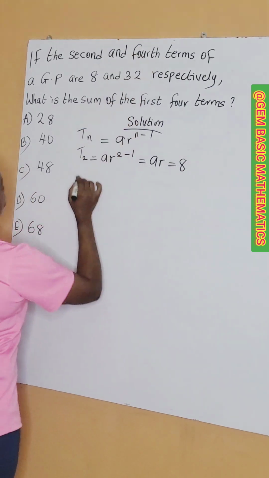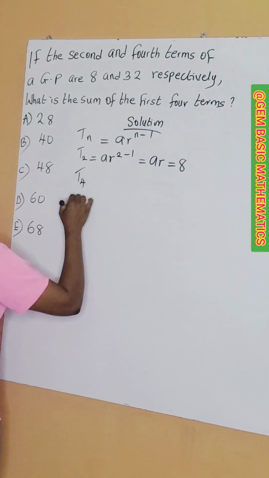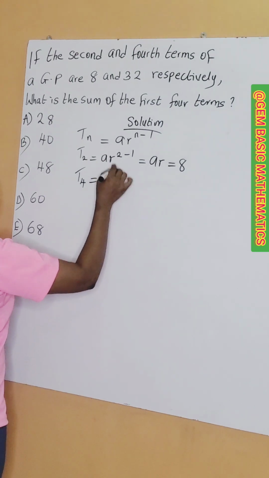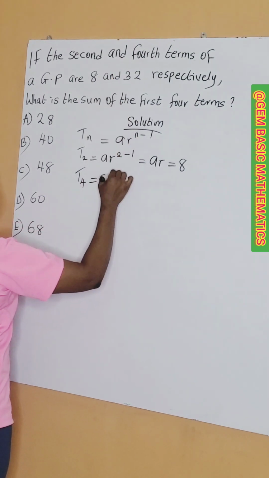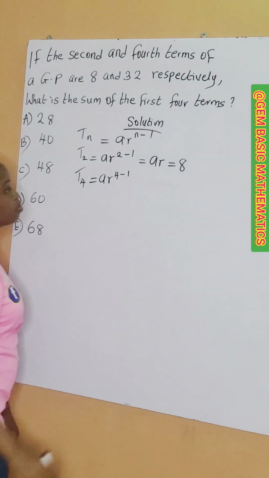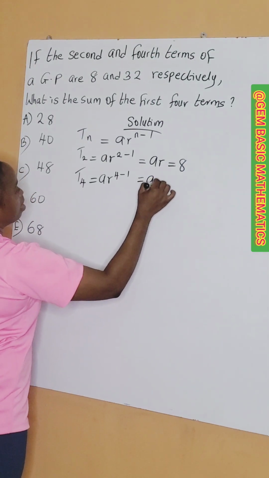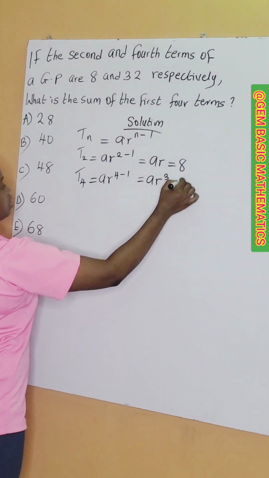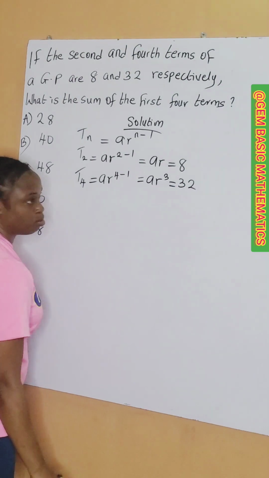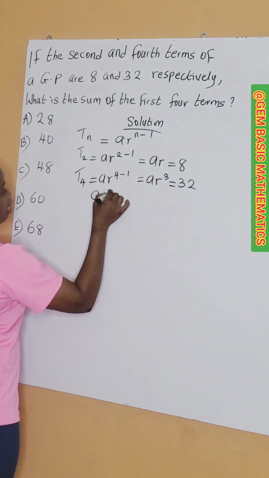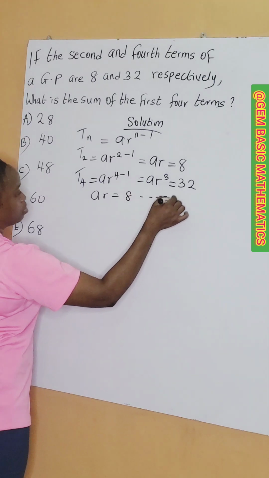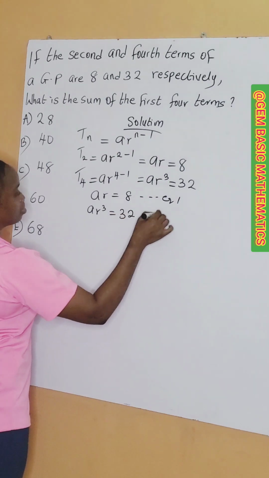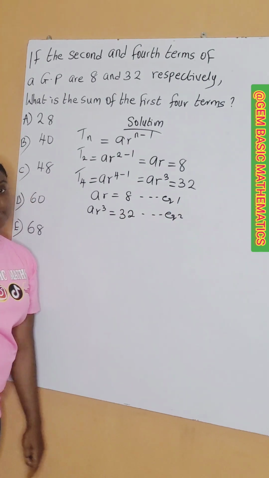Then we are also told that our fourth term, T4, equals 32. So we have A r to the power of 4 minus 1, which is A r cubed, and it equals 32. So from here we have AR equals 8, equation 1, and A r cubed equals 32, equation 2. Are you here?